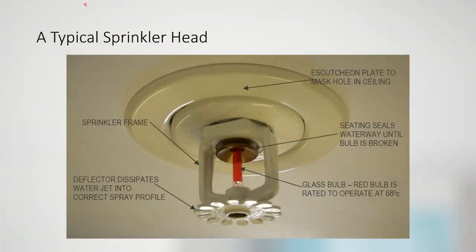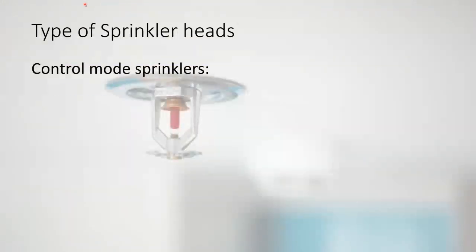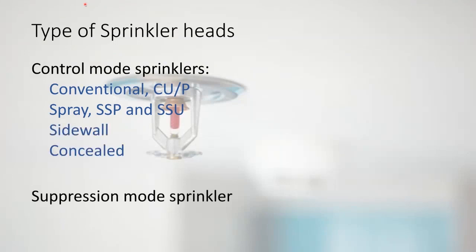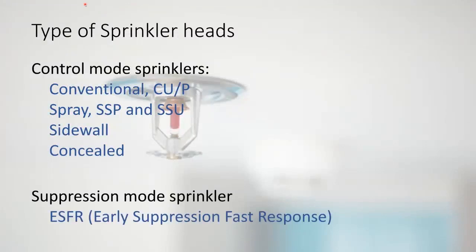That's a sprinkler head. So you've got the frame, you've got the deflector, that's a pendant head, you've got the glass bulb, etc. And that's on a ceiling. That's the type of heads you use in the ceiling. And then you've got a two-piece rosette, usually made from steel. Control mode sprinklers can be conventional, CUP, spray, SSP or SSU, sidewalls, concealed. Suppression mode sprinklers can be ESFR heads.